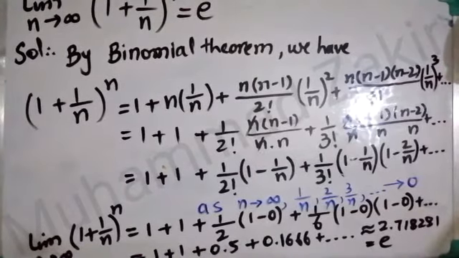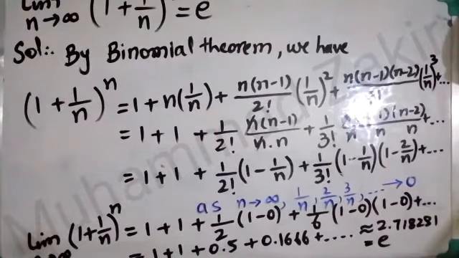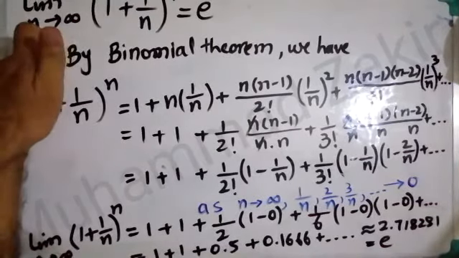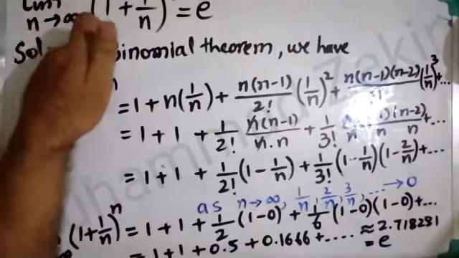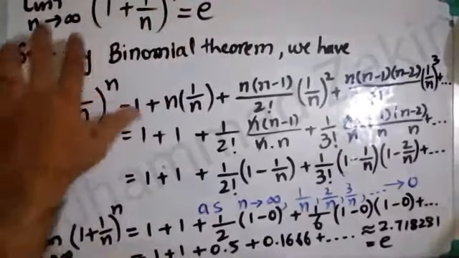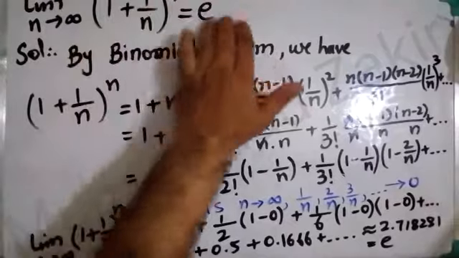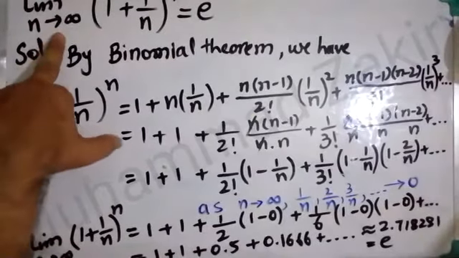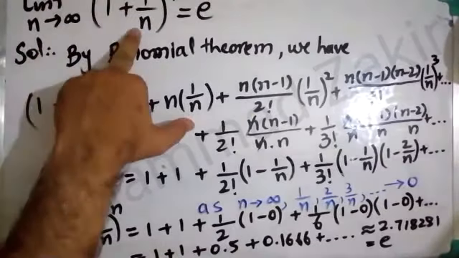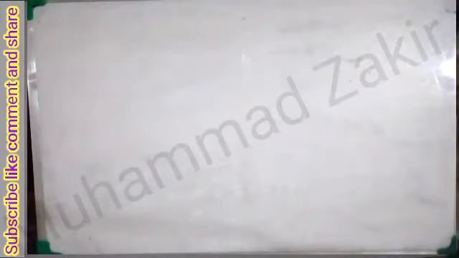This is called e, 2.718281. This value is called e. Hence I write this final result: limit n approaches infinity, (1 plus 1 by n) raised to power n. The value of this function approaches e when n approaches infinity. The result, and then the deduction.